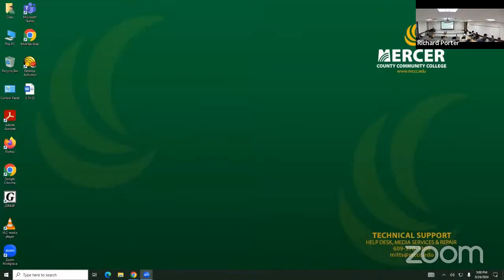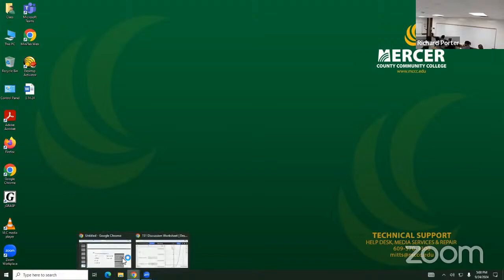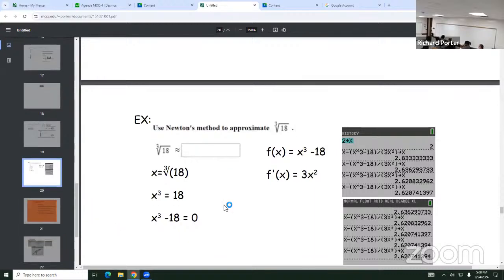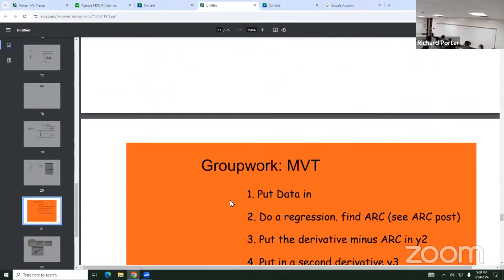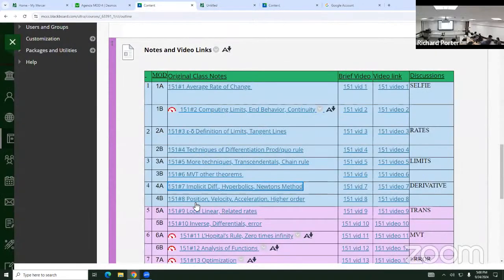So those are the big, we just learned some applications of derivatives and a new function. We learned the hyperbolics. We learned implicit differentiation. We learned Newton's method. Okay, next time we have more to do. But I'm going to break us up into our groups now because I've been rambling on for a while. But next time we're going to do position, velocity, acceleration, and higher order derivatives.